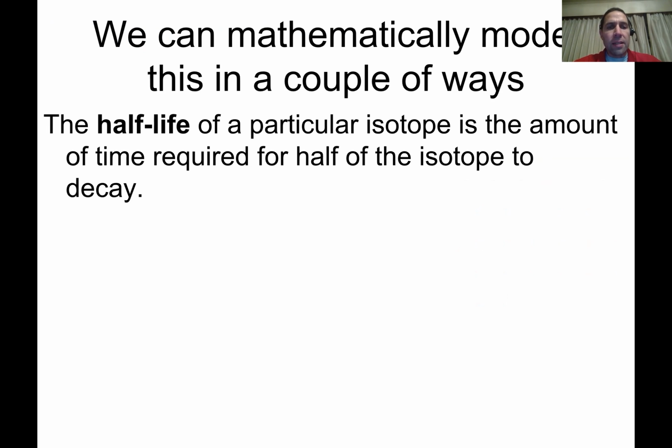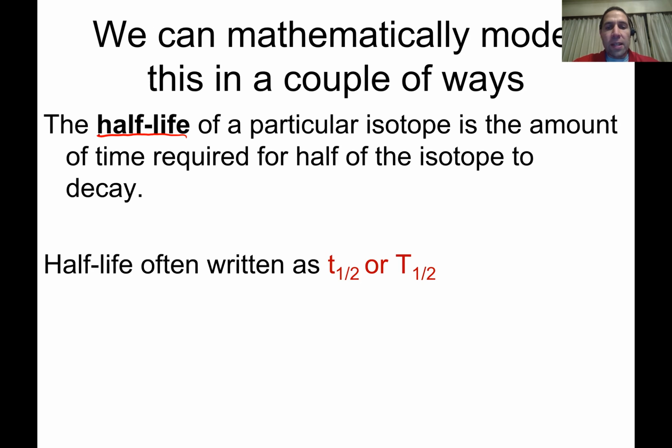One very important concept that you want to remember is this idea of a half-life. And this is an important definition. The half-life of a particular isotope is the amount of time required for half of that isotope to decay into some other nuclide. This often gets written as a lowercase t with a subscript of 1/2 or capital T with a subscript of 1/2. The T stands for time, half stands for half of the isotope to decay.